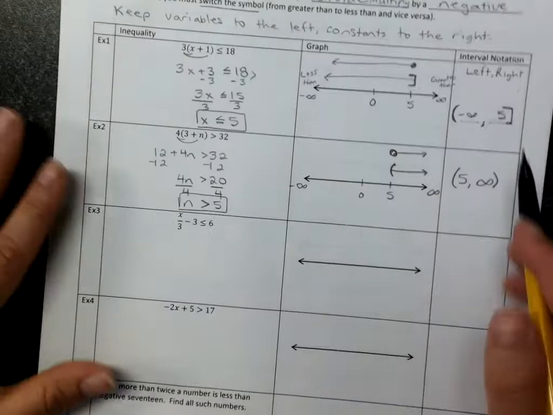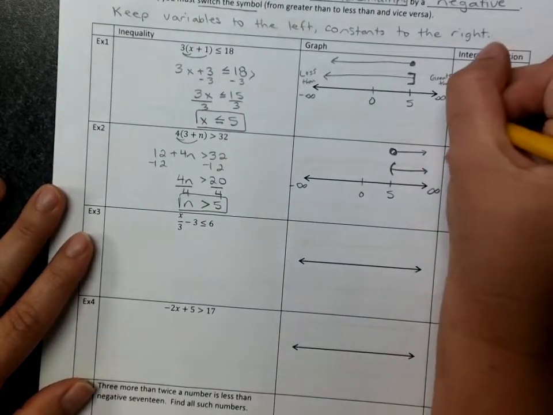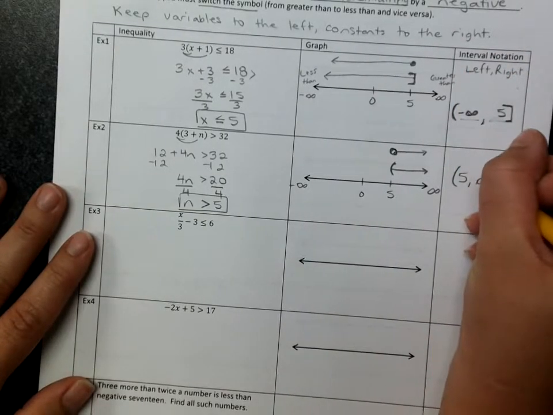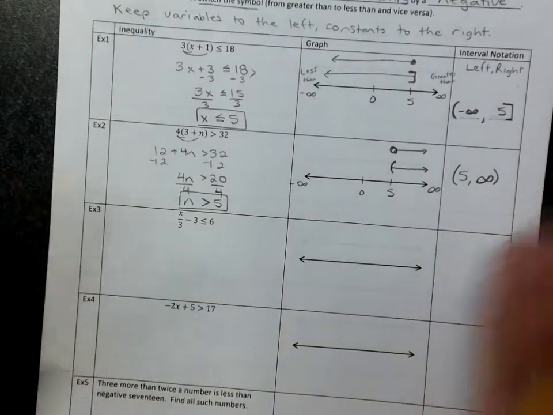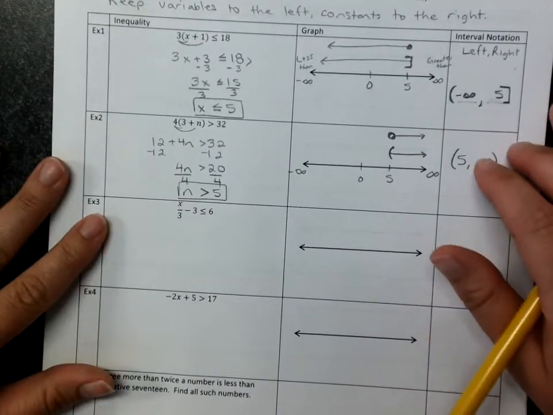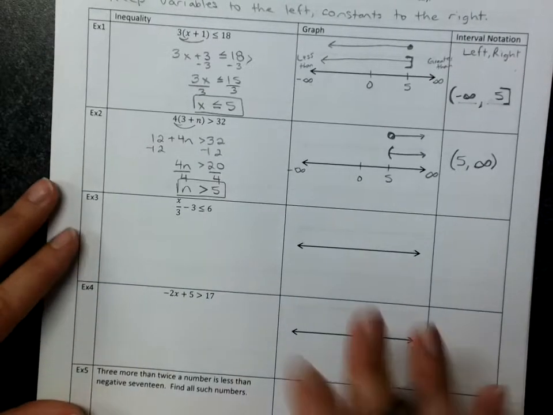So it's always left to right, whether it's less than or greater than. That part doesn't matter for interval notation. It's always left to right. Negative infinity will always be on the left, and positive infinity will always be on the right, depending on which way you drew your arrow. And again, that's a little tricky, but you'll get used to it. It just takes some practice, and you'll start to see the pattern.